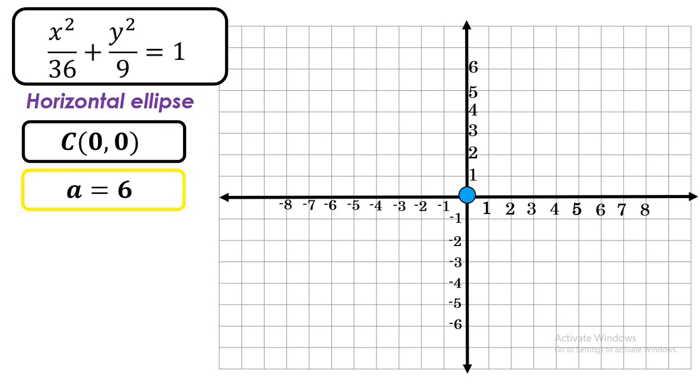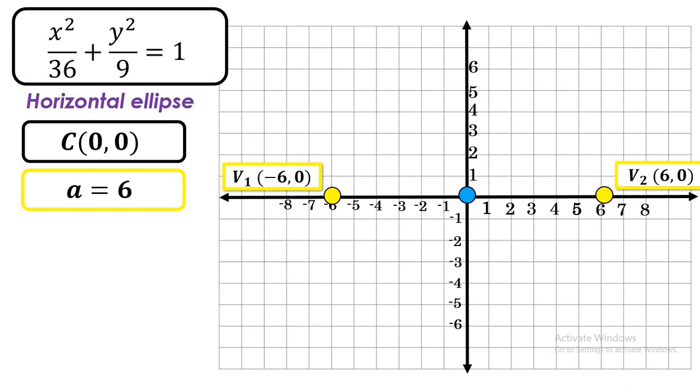To plot now the vertices, we use a units. And since this is a horizontal ellipse, the movement would be from the center to the left and to the right, 6 units. So 6 units to the right will give us (6, 0). And 6 units to the left will give us (-6, 0). And those should be the coordinates of the vertices.